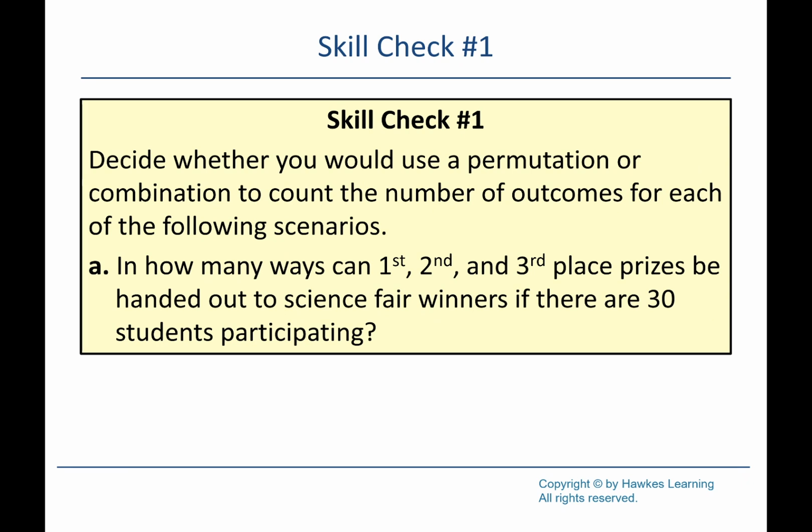So let's look at this first one. A says, in how many ways can first, second, and third place prizes be handed out to science fair winners if there are 30 students participating? So is winning first place the same thing as winning third place? No, it's not, right? The prizes are probably even different. So here the order matters. It matters if you win first or if you win third. So since the order would matter on this one, we would use permutations to figure that number out.